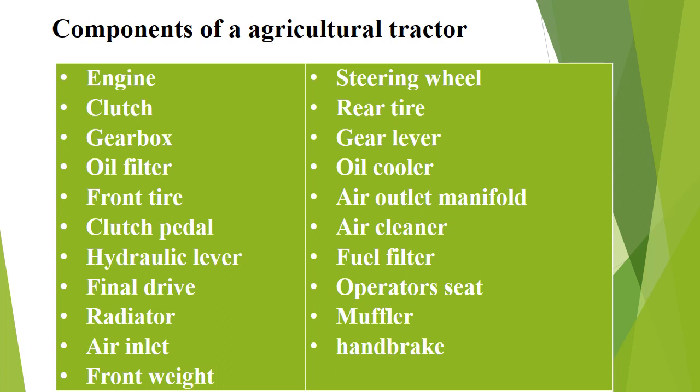So we have the engine, the clutch, the gearbox, the oil filter, the front tire, the clutch pedal, the hydraulic lever, the radiator, the final drive, the air inlet, the front weight, the steering wheel, the rear tire, the gear lever, the oil cooler, the air outlet manifold, the air cleaner, the fuel filter, the operator seat, the muffler, and the air brake.